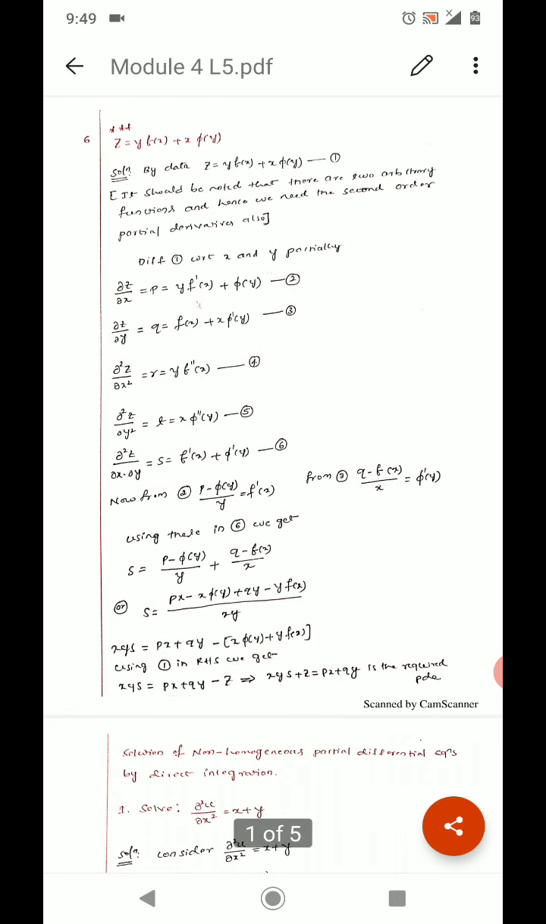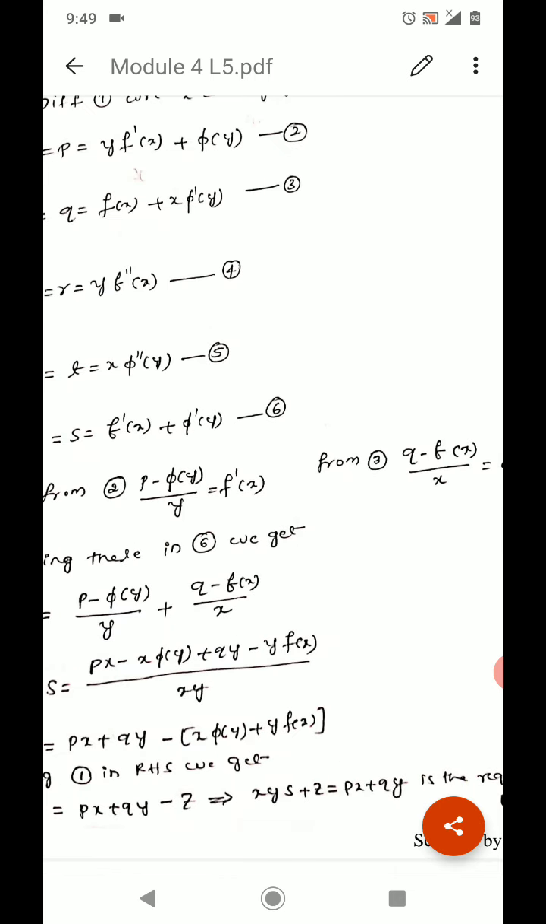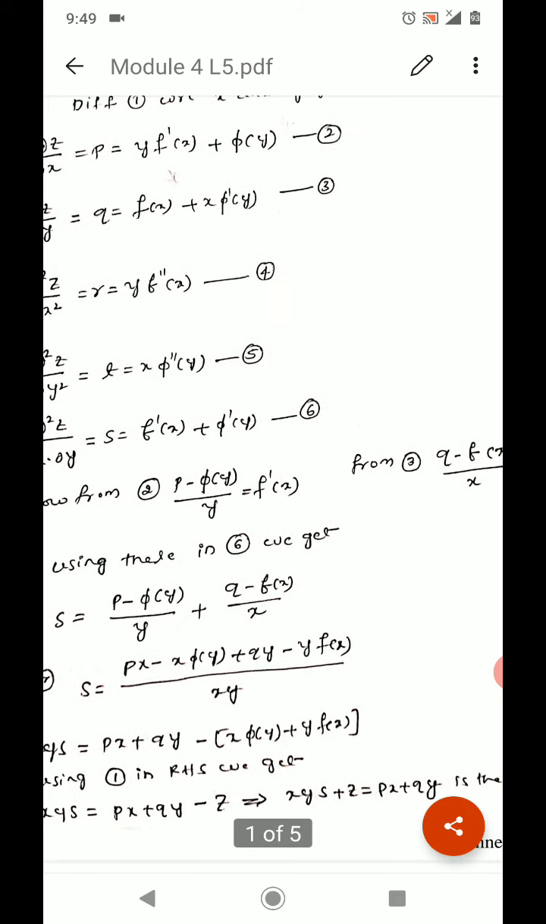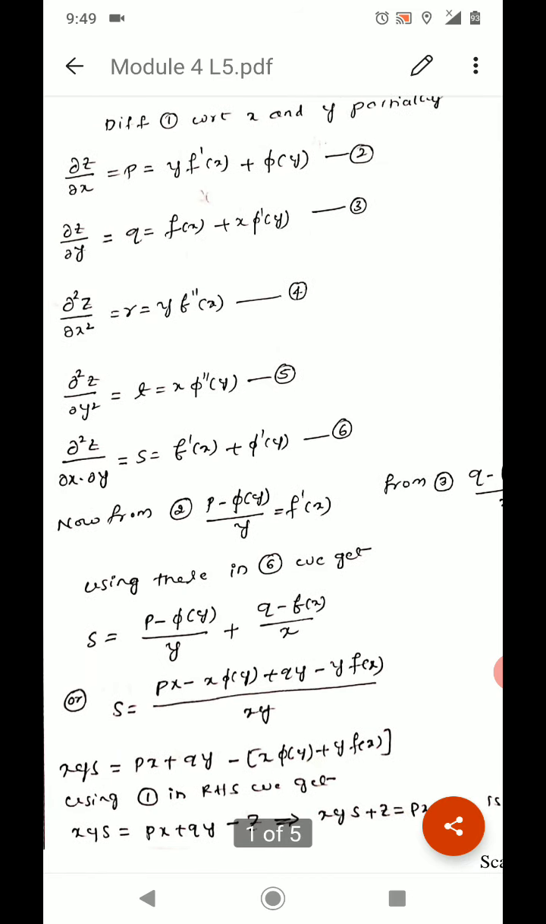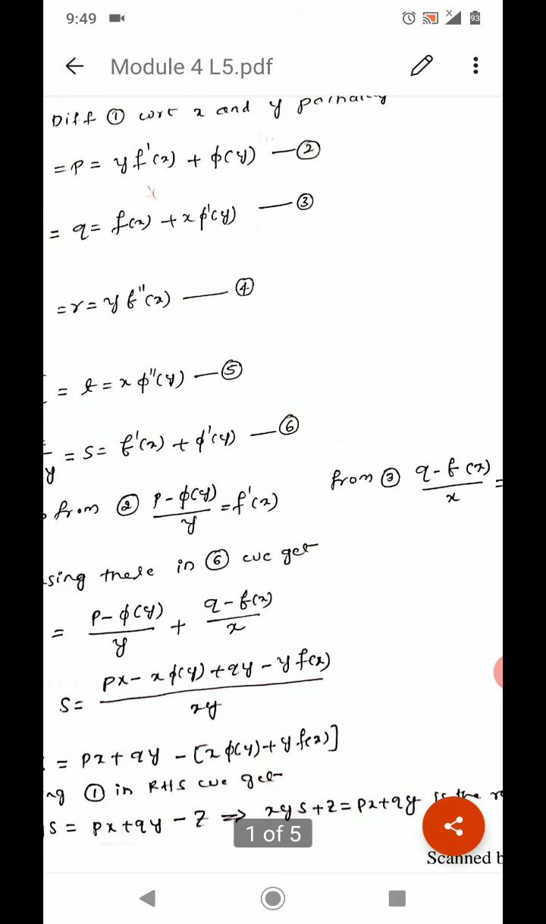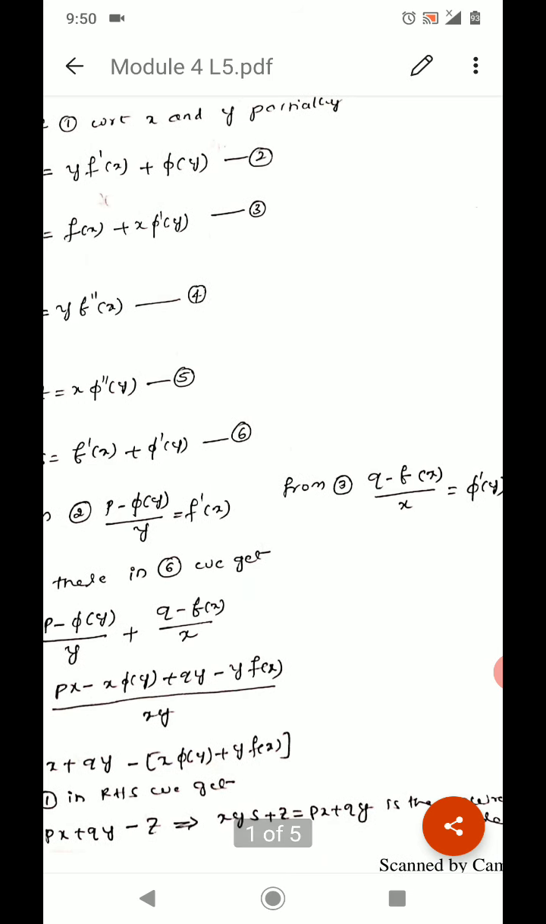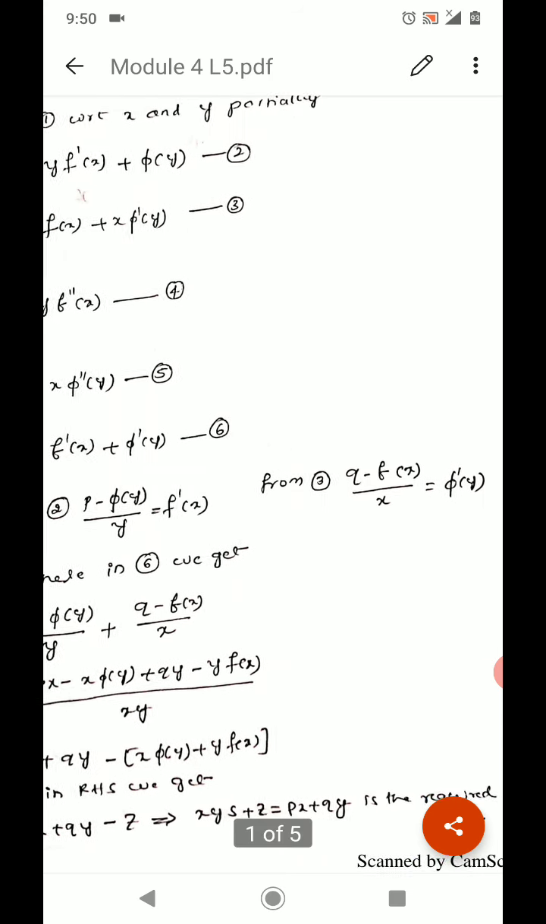Now from equation 2, we keep f dash of x on the right side and the remaining terms are transferred to the left side. So that will become p minus pi of y divided by y is equal to f dash of x. And similarly, from equation 3, we get q minus f of x divided by x is equal to pi dash of y.